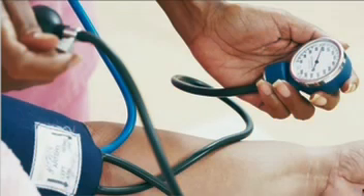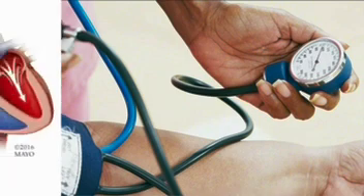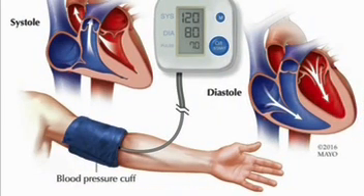Testing blood pressure. To test your blood pressure, you will need a blood pressure cuff. Place the cuff above your elbow and have your palm facing up. Pump the cuff up to 200 and slightly turn the valve towards you to release the pressure.